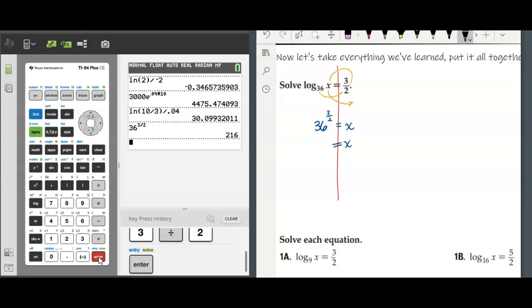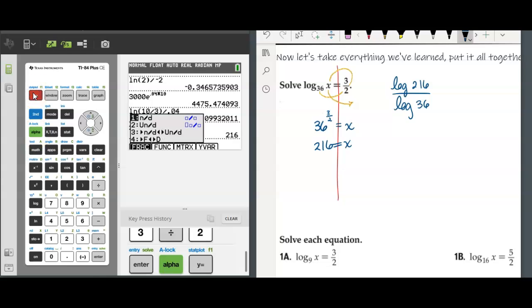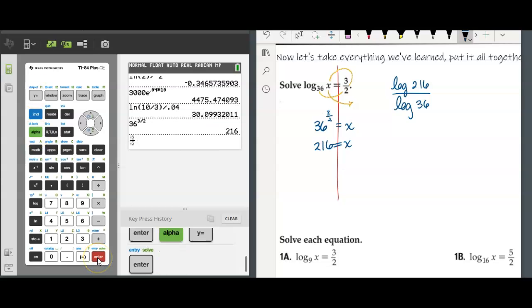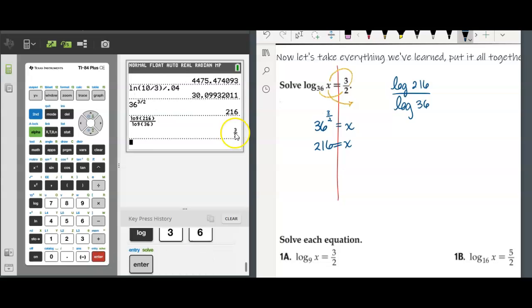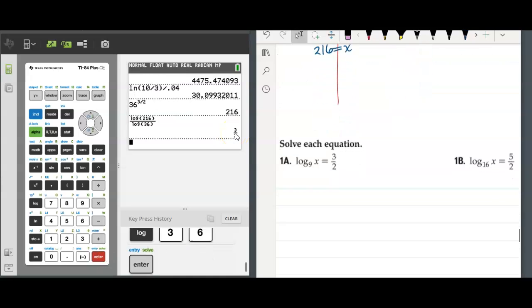So x is 216. Now to check it, we would just have to take the log of 216 over the log of 36, which is our change of base formula. Let's type that on the calculator. Log 216 divided by the log of 36. Sure enough, it's 3/2, so we know that we're correct.